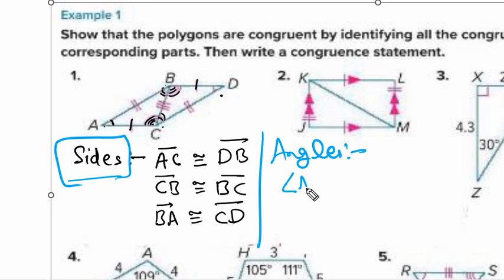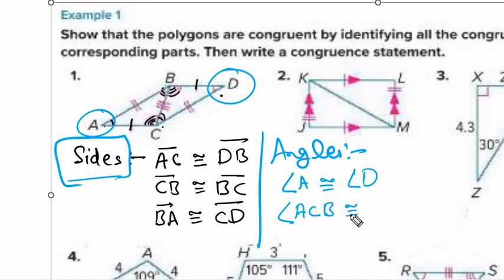So angle A is congruent to, you guys tell me, angle A is congruent to angle D. Angle, now you will not write this as angle C, okay? You will write this angle ACB. ACB is congruent to angle, which one? DBC, because here it is 3 times, here it is 3 times, right?